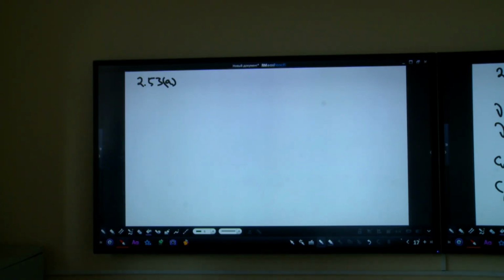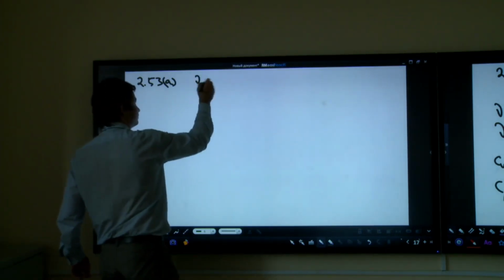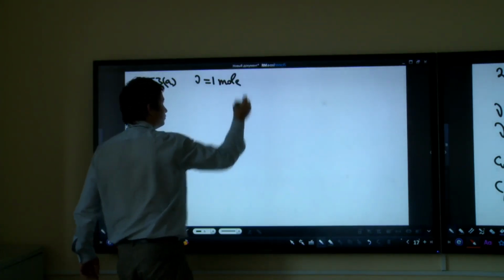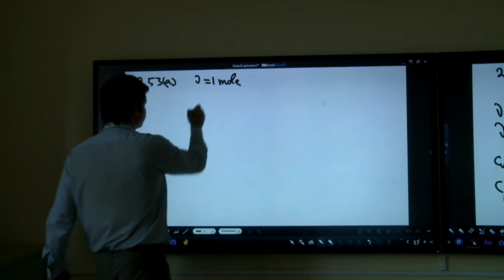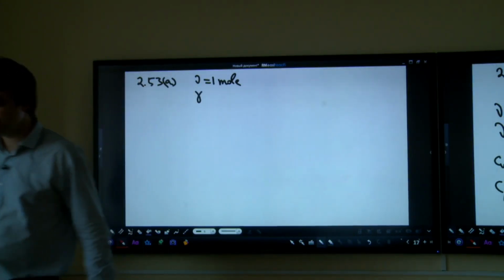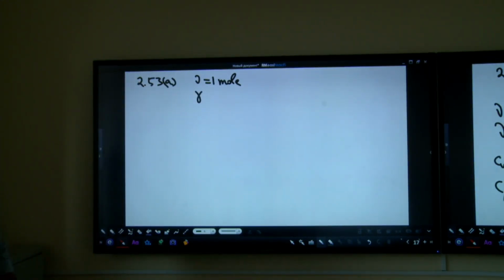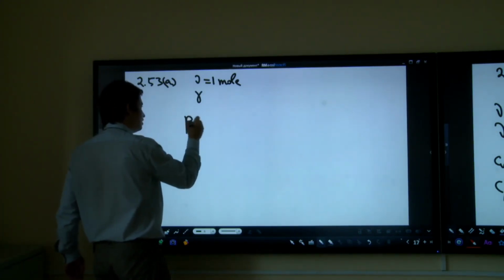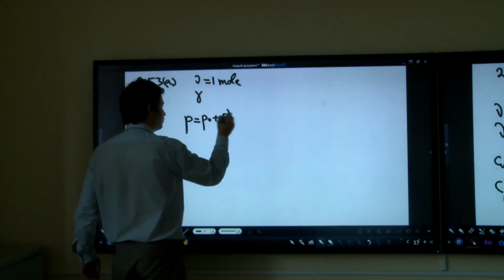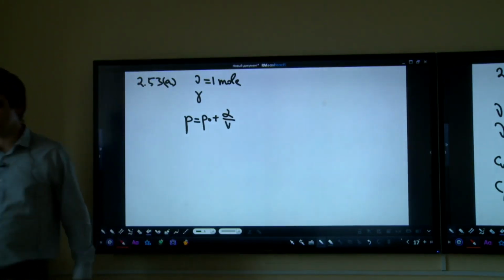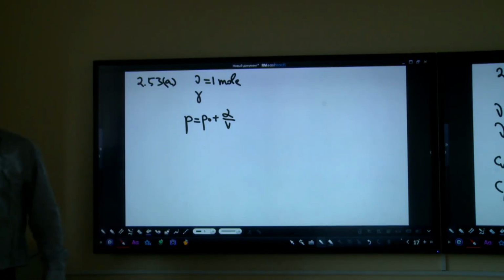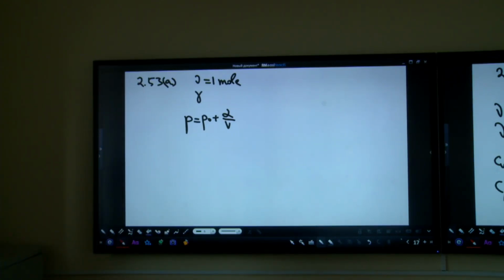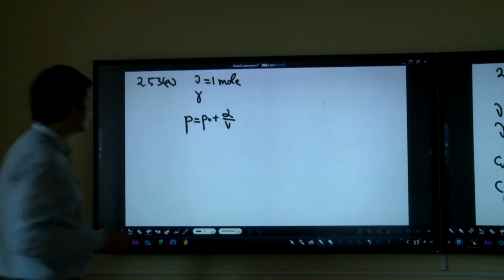Okay, we have 1 mole of ideal gas whose adiabatic exponent equals gamma. So that's a given. And we have a process P equals P0 plus alpha over V, where P0 and alpha are some positive constants. Find the heat capacity of the gas as a function of its volume.